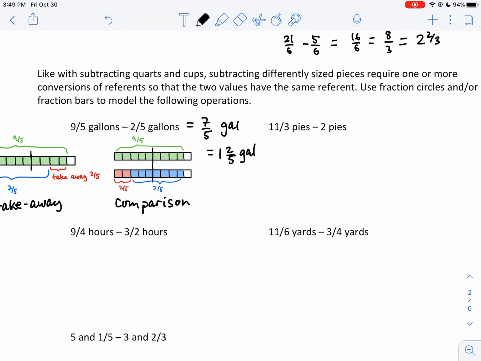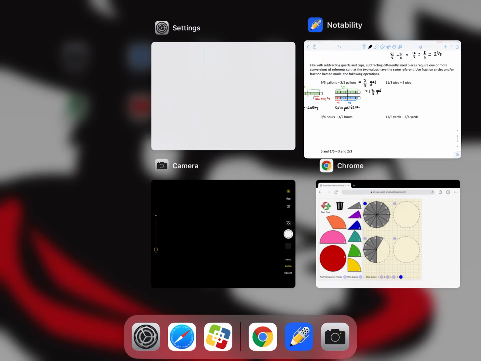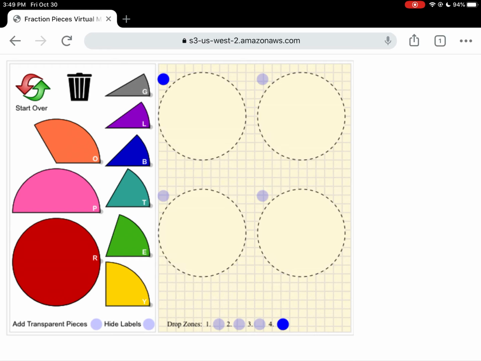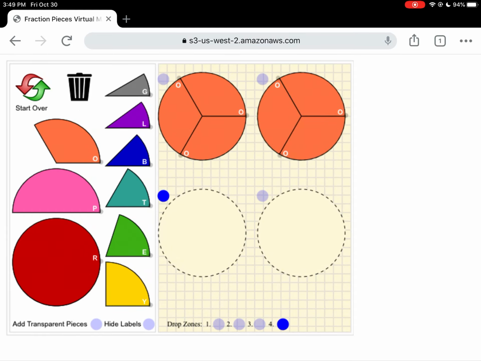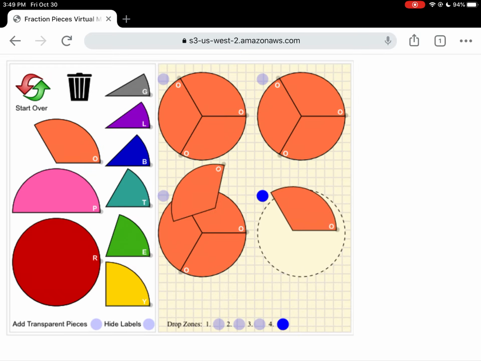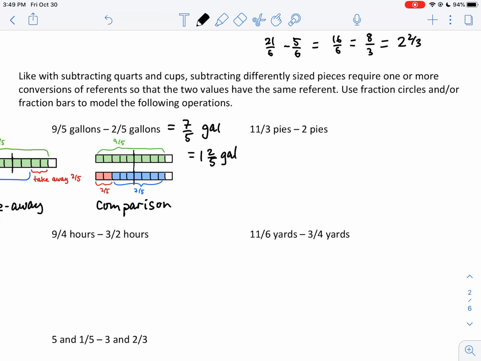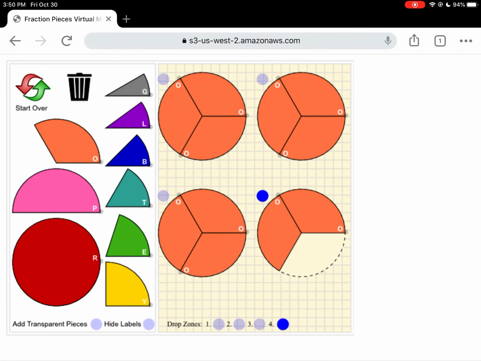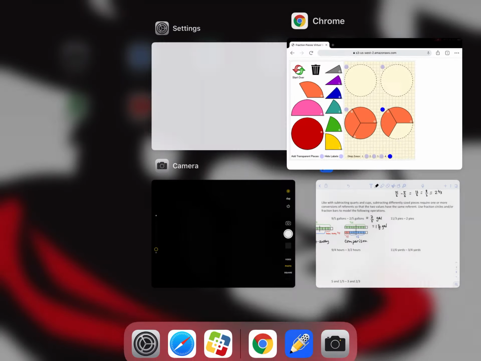All right, so 11/3 pies remove 2 pies. Well, this would be easy using this manipulative. 11/3. So the third was the orange. So we have 1, 2, 3, 4, 5, 6, 7, 8, 9, 10, 11. Right? I think I did that right. There's 11/3 right there. And we want to take away 2. So this is going to be easy, just take away these two here, just remove them, if you will, and say what's left. Well, 1 2/3 is left. So this visual gives us an easy answer of 1 2/3.